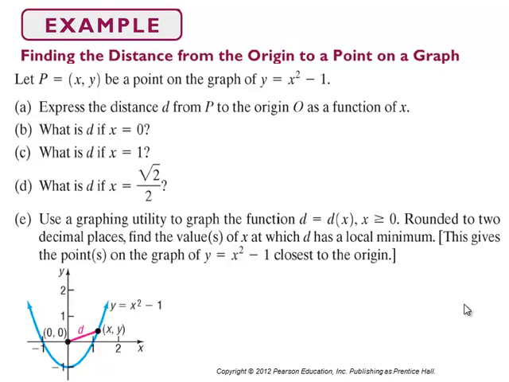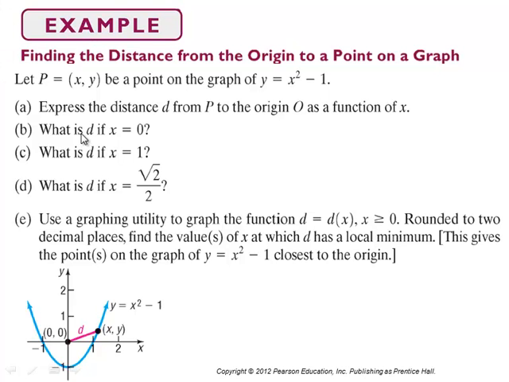And here's our first example. Now, we have some point P with coordinates x comma y. And P is a point on the graph of this function here, y equals x squared minus 1. Now look down here. You see in blue the graph of that second degree polynomial function.